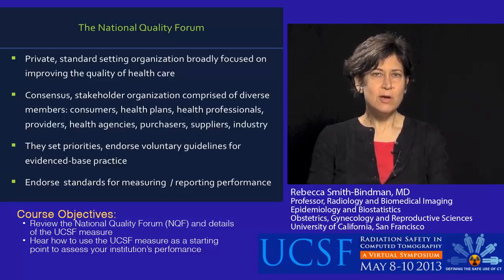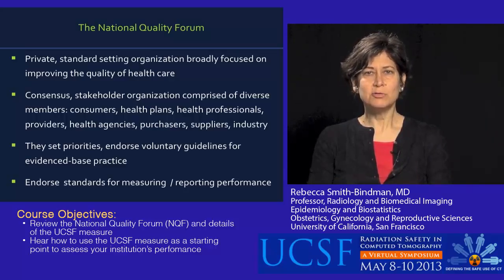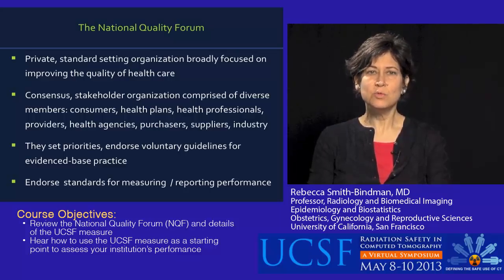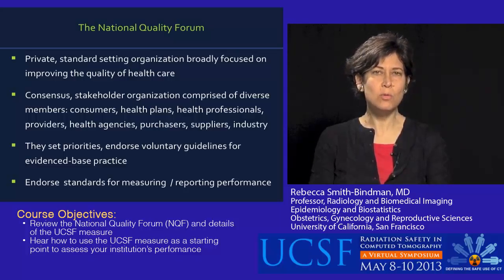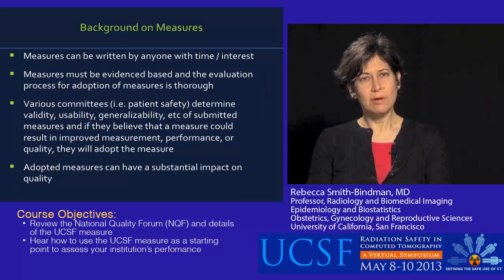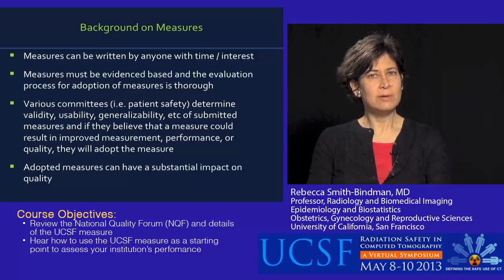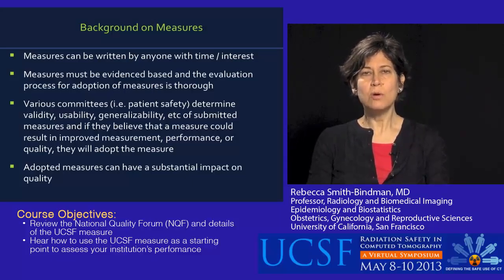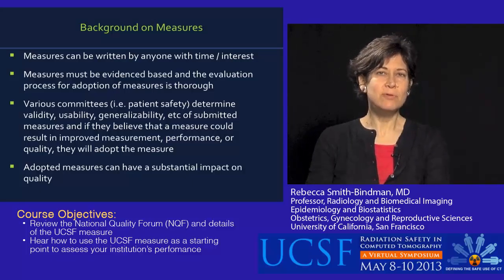Forum. They set priorities, and these priorities are generally voluntary standards that they're trying to get used to improve evidence-based practice. And they basically endorse standards for measuring and reporting on performance related to healthcare across a whole broad range of areas. In terms of where these measures come from, measures can be written by anyone with the time and the interest to do so. Often they're written by large organizations like CMS, the Centers for Medicare and Medicaid Services, or professional organizations like the American College of Cardiology or the American College of Radiology, but they can be written by anyone.